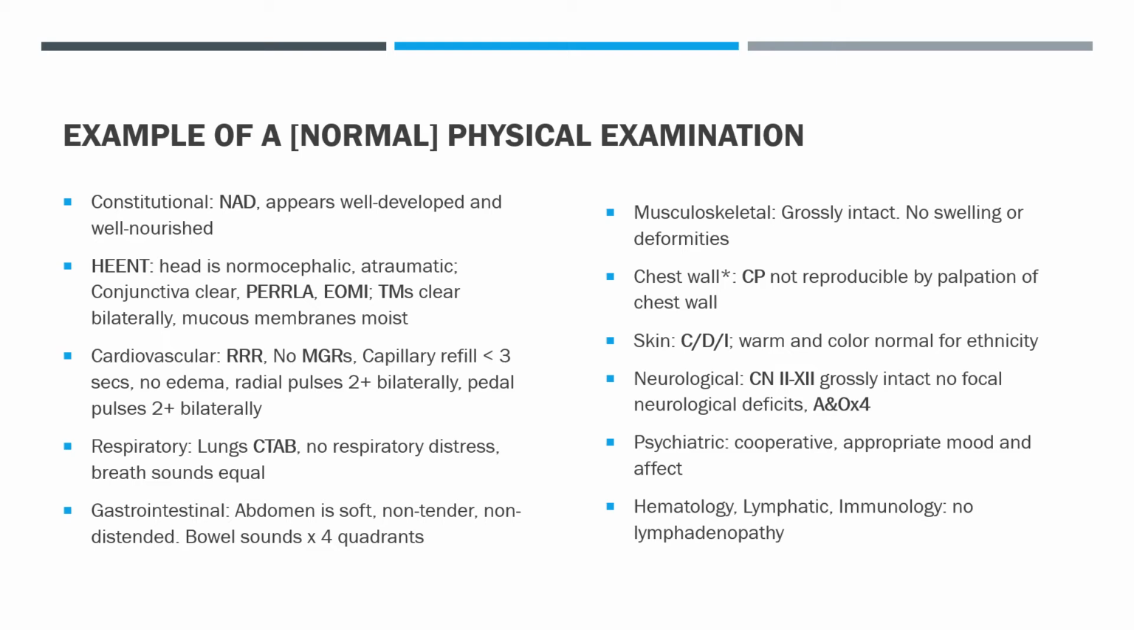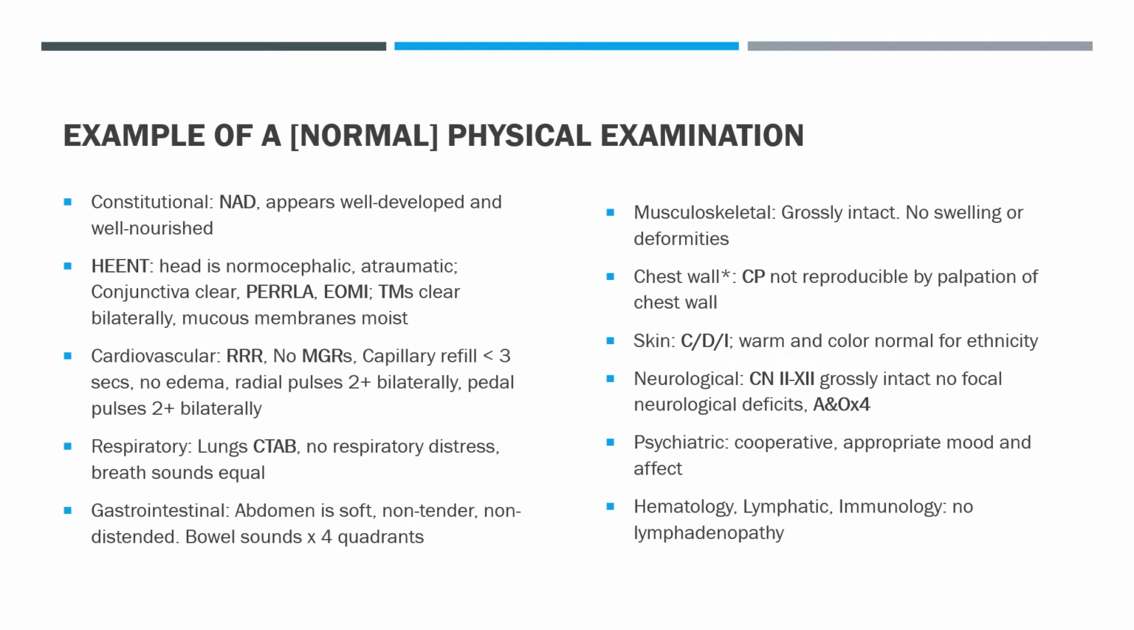Respiratory: lungs clear to auscultation bilaterally, no respiratory distress, breath sounds equal. Gastrointestinal: abdomen is soft, non-tender, non-distended, bowel sounds in 4 quadrants. Musculoskeletal: grossly intact, no swelling or deformities. Chest wall: chest pain not reproducible by palpation of chest wall. So this would definitely be used if the patient is complaining of chest pain. Skin: clean, dry, and intact, warm in color, normal for ethnicity.